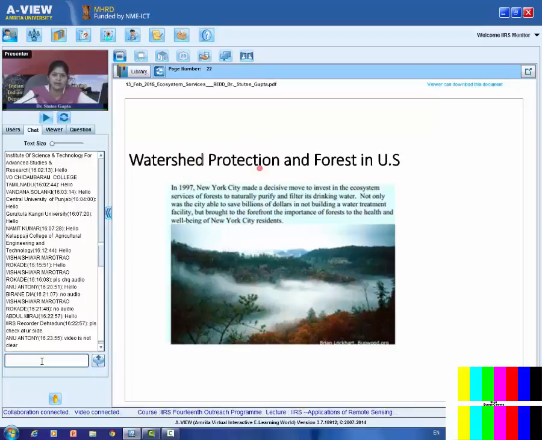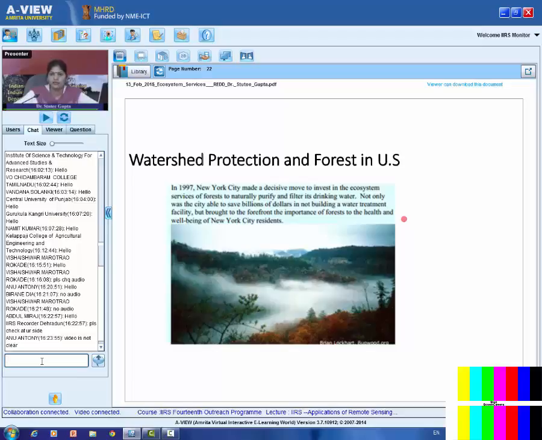Now this is one example where watershed protection and forest management was implemented in the US. In 1997, in New York City, they made a very decisive move to invest in the ecosystem services of forests.